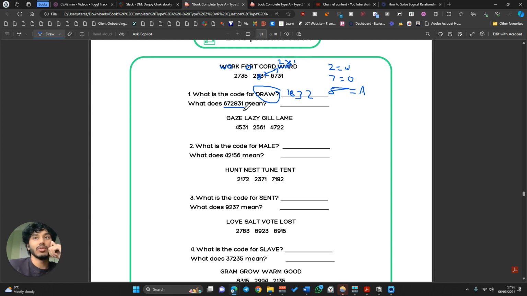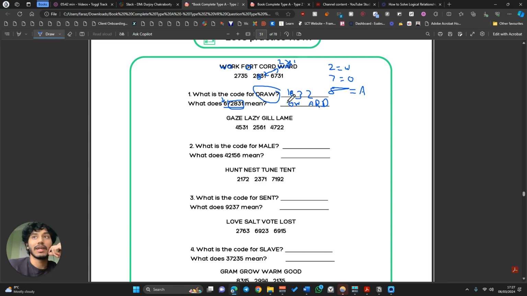And now let's do, what does 672831 mean? Well, we know what 8 means. We know 8 is A. We know 2 is W. So what was that? W. We know what 7 means. 7 is O. And do we know what 3 means? We do actually. 3 is A. We've already done that, I think. 3 is R, sorry. R. We know what 1 is, D. So there we go, we've actually figured out all of this. We don't know what 6 is just yet, but we've got Award.